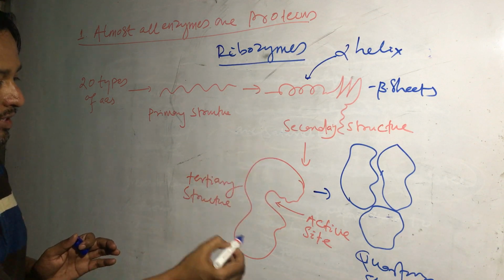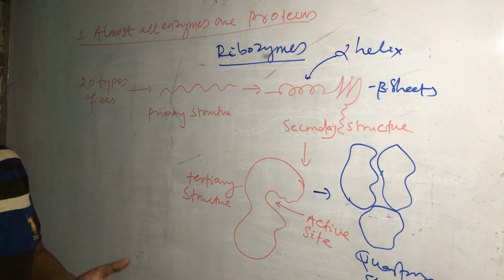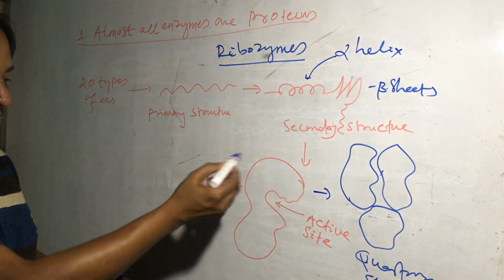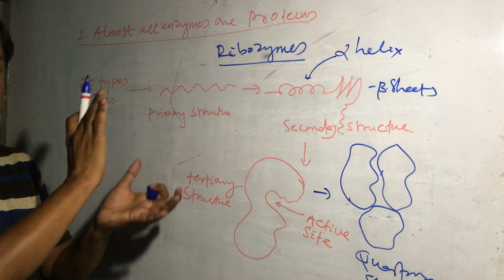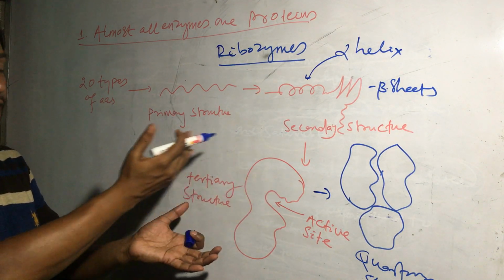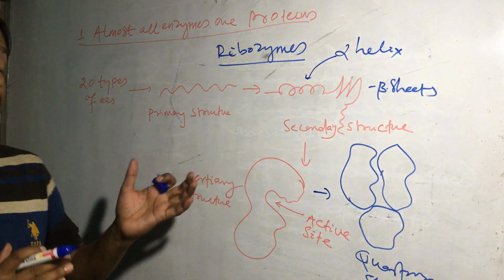And this active site is formed by about 5 to 10% of the total protein, whereas the rest of the protein plays a structural role to preserve the three-dimensional structure of the active site, which is essential for the activity.